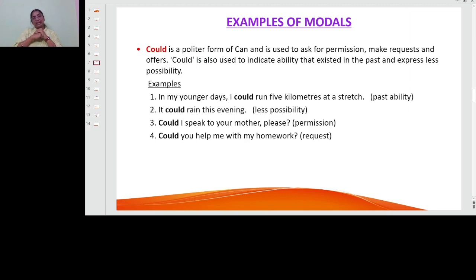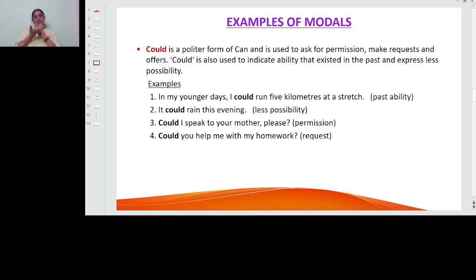And it could rain this evening. There is a possibility, but less possibility. Could rain. I'm not very sure. Could I speak to your mother, please? So you are asking politely for permission. Could I speak to your mother?